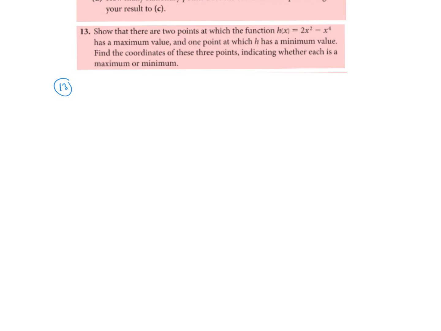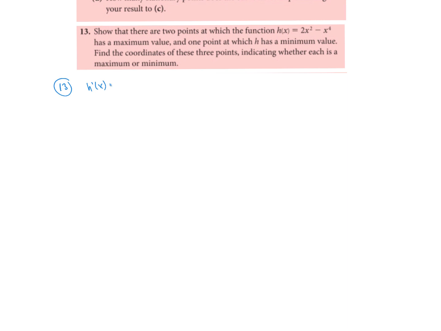Show that there are 2 points at which the function h of x equals 2x squared minus x to the fourth has a maximum value and 1 point at which h has a minimum value. Find the coordinates of these 3 points, indicating whether it is a maximum or minimum. So to find a maximum or minimum, we need to take the first derivative and set it equal to 0.